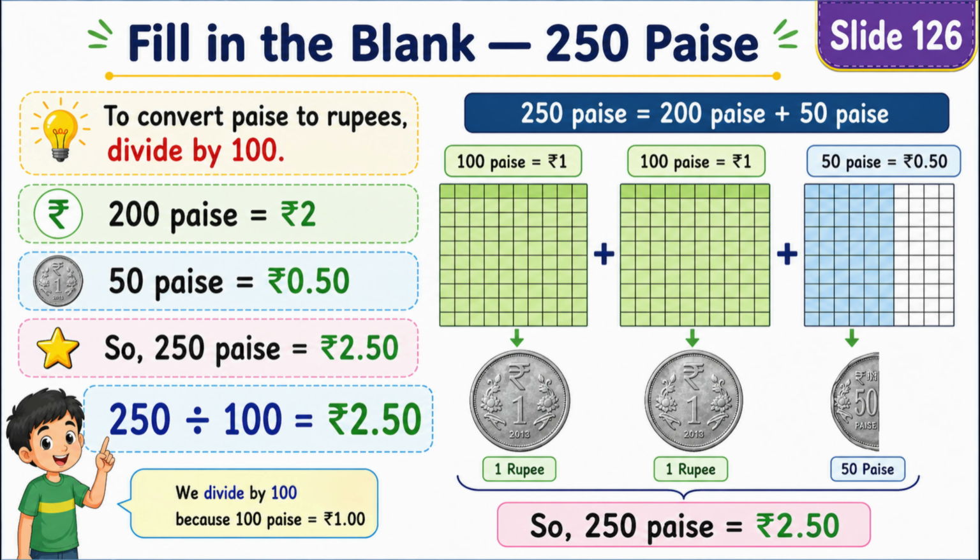Fill in the blank. 250 paise. 100 paise make 1 rupee. 250 paise contains 200 paise and 50 paise. 200 paise is 2 rupees. 50 paise is 0.50 rupees. So 250 paise equals 2.50 rupees.